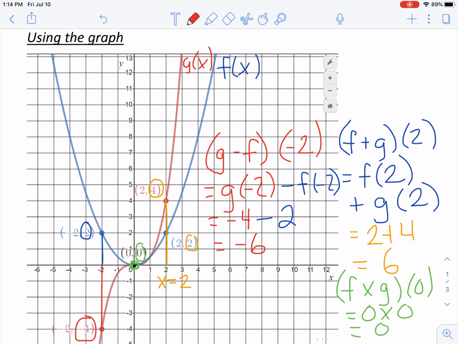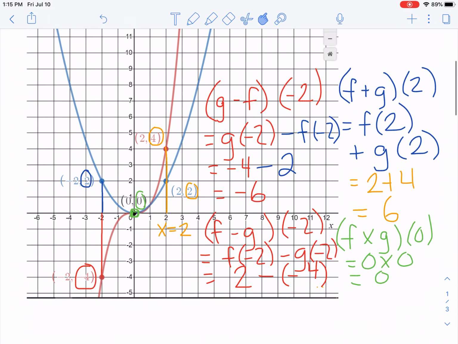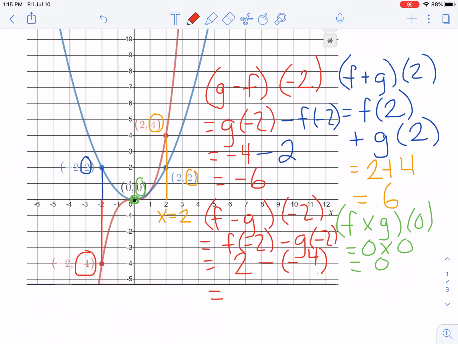Notice that wouldn't be the same as f minus g at negative 2, because then I would start with f at negative 2 and subtract g at negative 2. So for adding it wouldn't matter, but for subtracting the order matters, because f at negative 2 is 2, and g at negative 2 is negative 4. So that would give me the opposite sign, positive 6, which maybe you could have predicted.